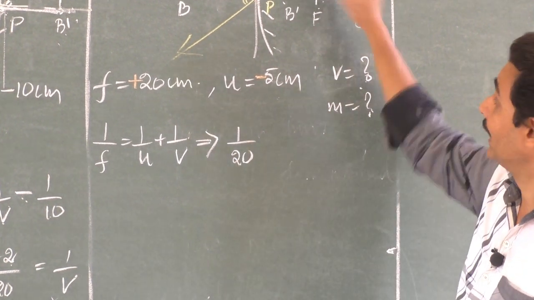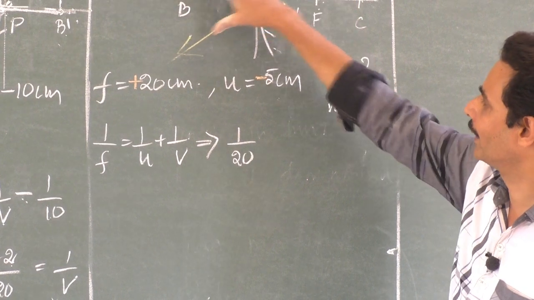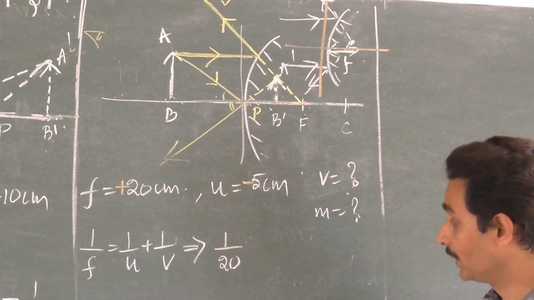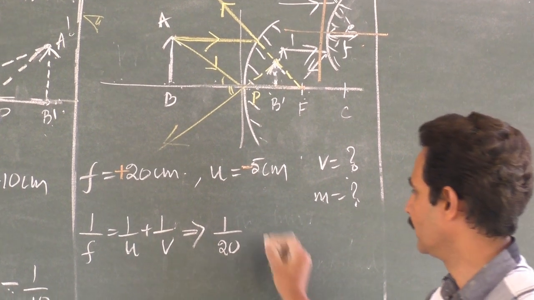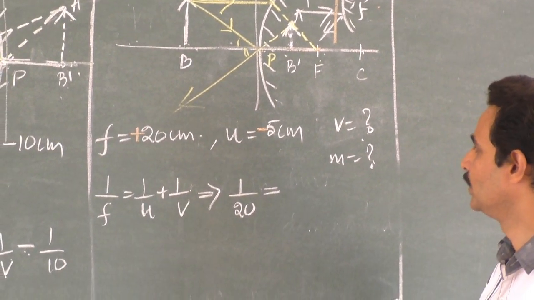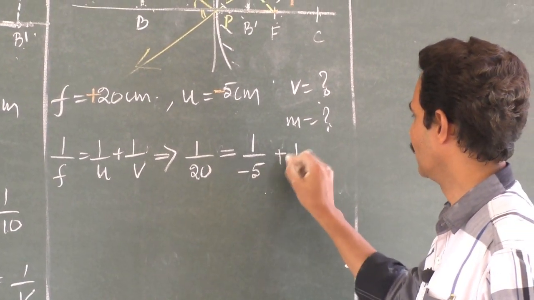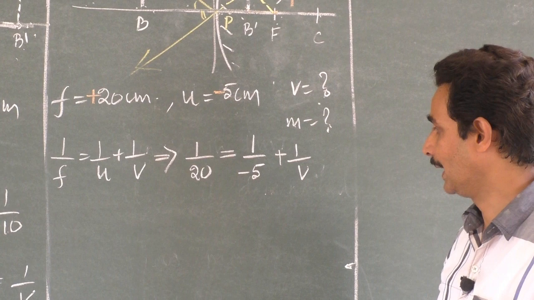Just simply see why it is positive. If parallel rays are incident, they appear to come from the focus on the other side. That's why it is positive. So remember that case. 1 by f equal to 1 by u, 1 by minus 5 plus 1 by v. We don't know what is v. V should be positive finally.